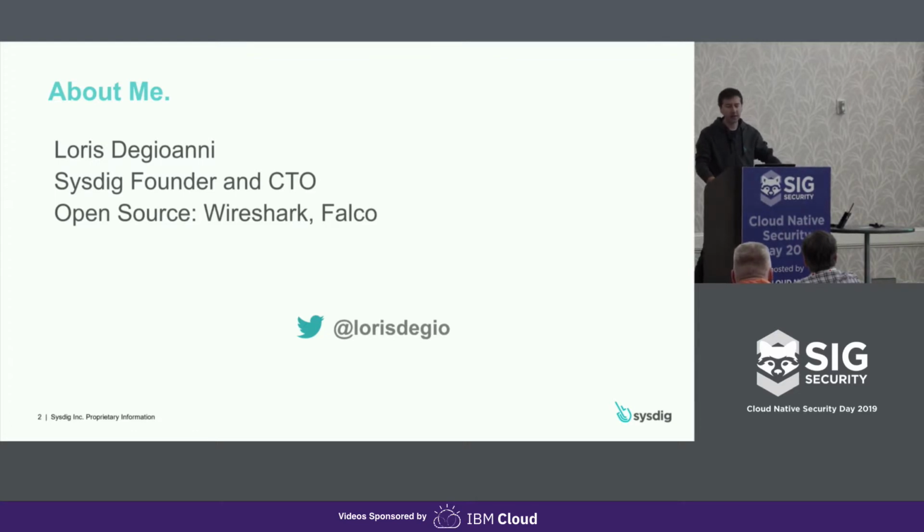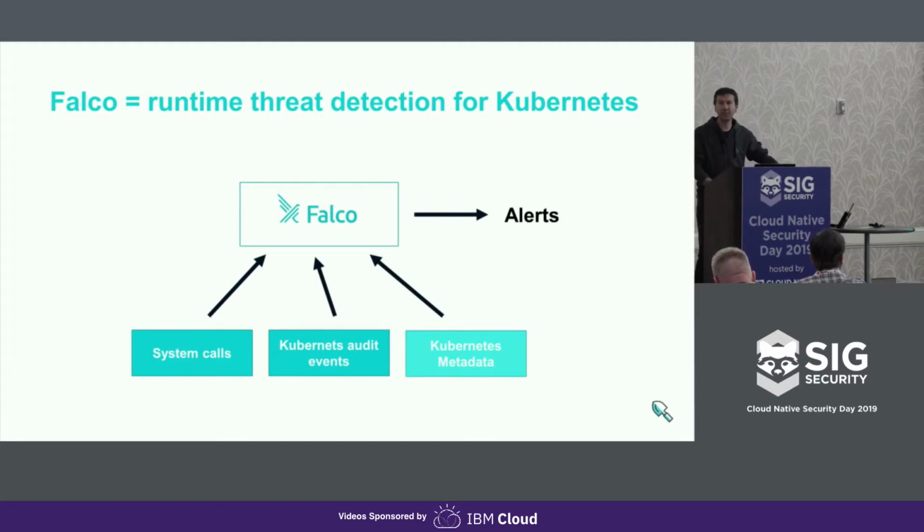With the amount of time that I have, in order to give you something useful, I just want to talk to you a little bit about Falco. Falco is a tool for runtime threat detection and runtime security for Kubernetes. Falco is open source. It's part of CNCF.